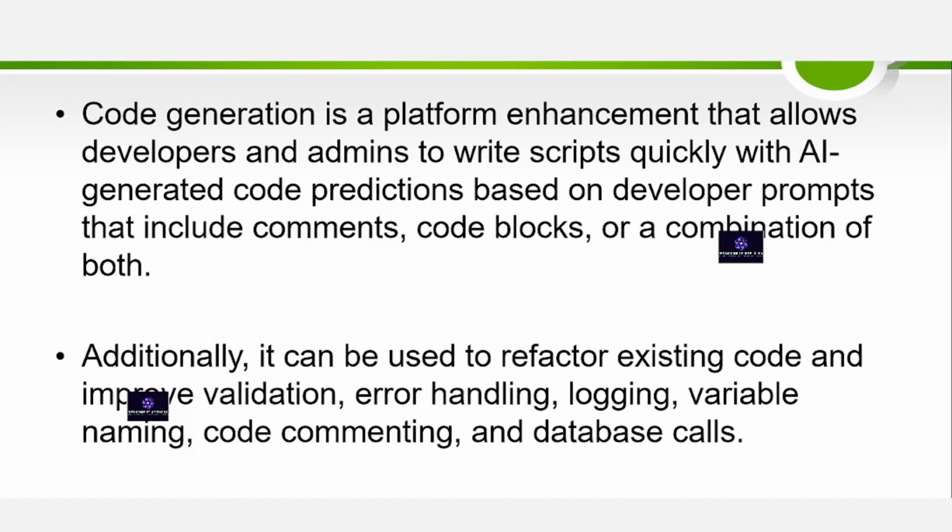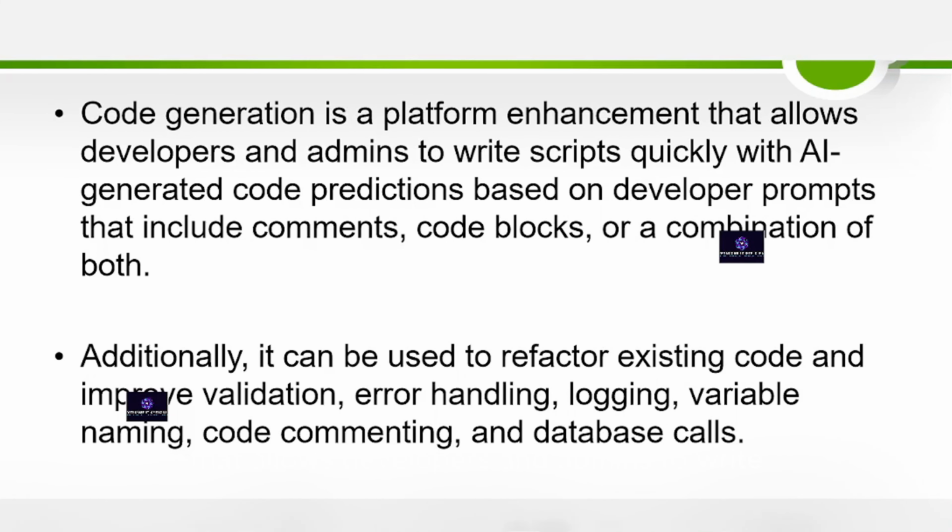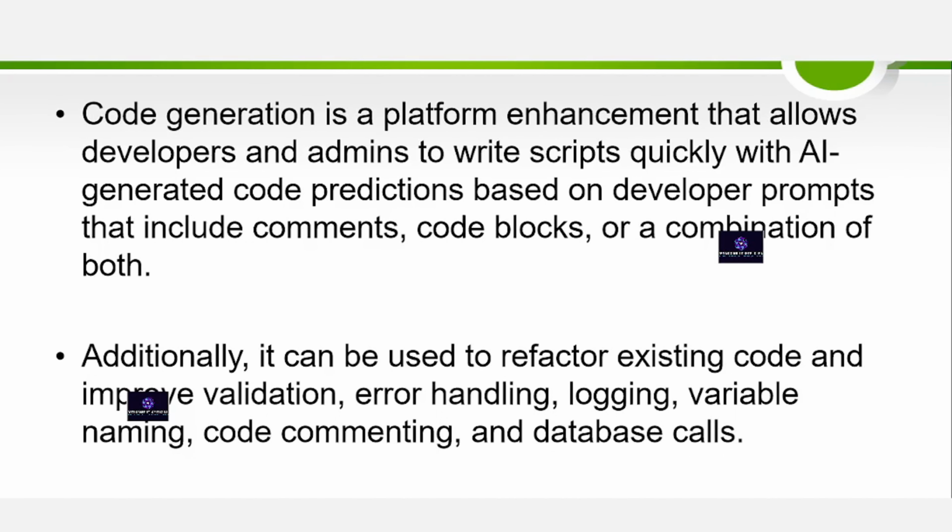So first, what is code generation? Code generation is a platform enhancement that allows developers and admins to write scripts quickly with AI generated code prediction based on developer prompts that include comments, code blocks, or a combination of both. Additionally, it can be used to refactor the existing code and improve the validation, error handling, logging, variable naming, code commenting, and database calls. So basically, in a single word, let's say I am a developer.